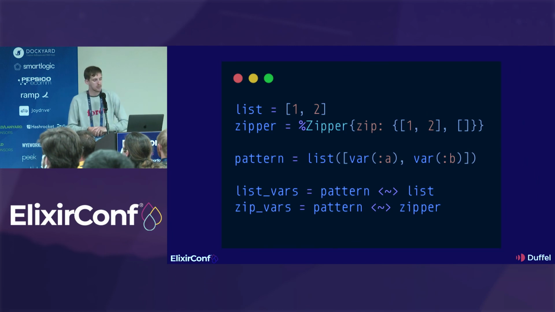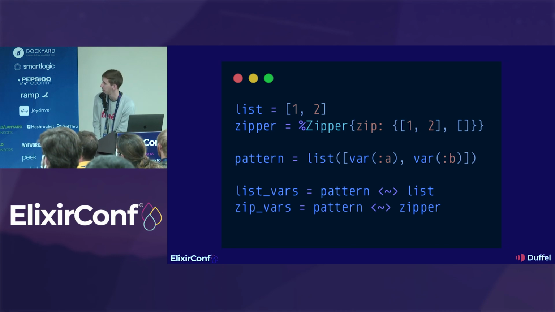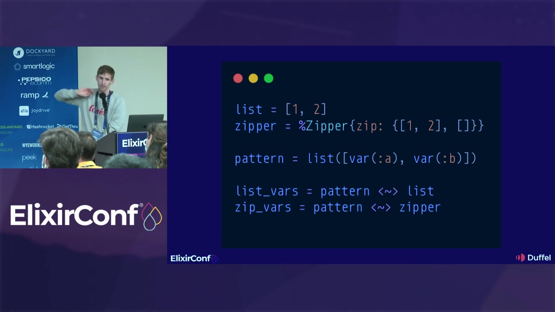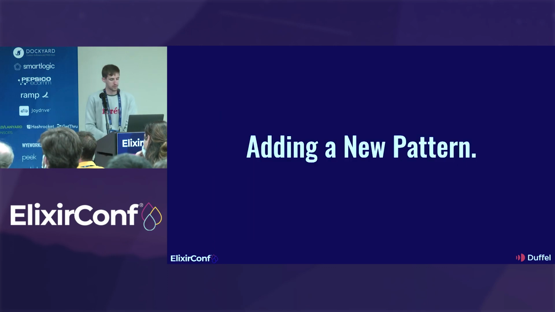Cool. So all of that buys you this here. We could define a list and our zipper. We can have a pattern, and this pattern is data now, so it can be stored, saved as a variable and passed around, which is kind of interesting. And then we can finally do the matches on them, and both of those matches will return the same thing, which is a map of A to 1 and B to 2, okay? Which is kind of cool.